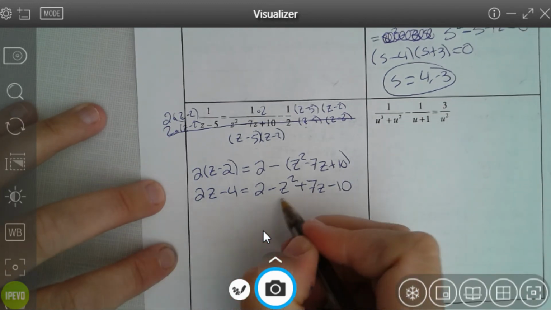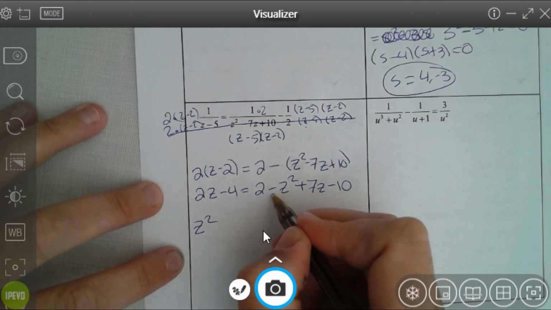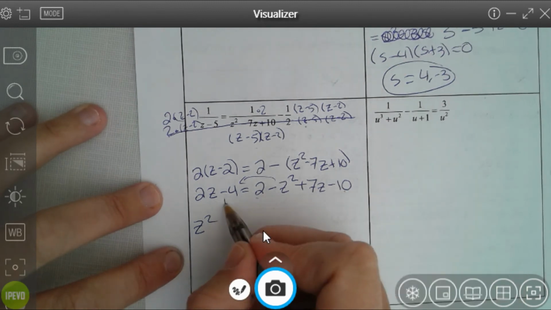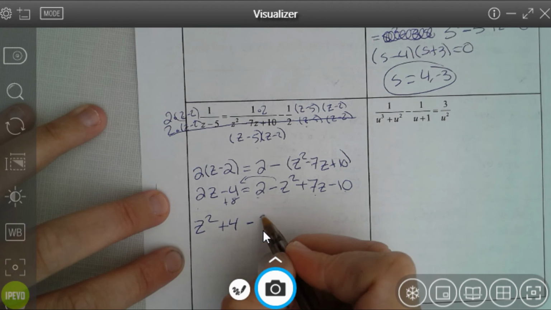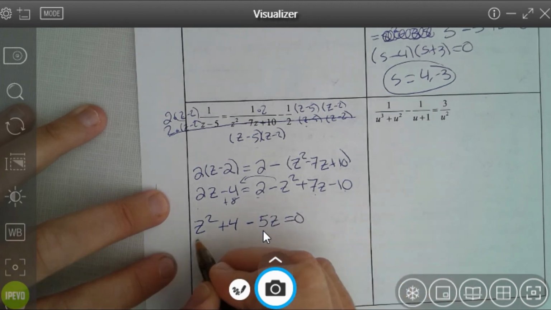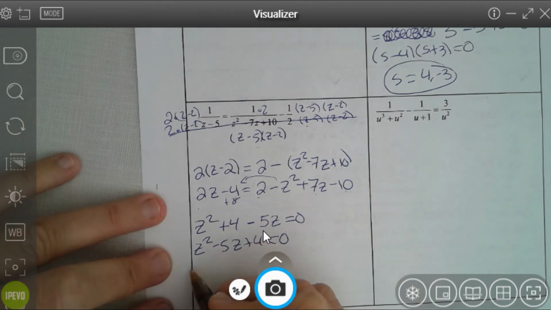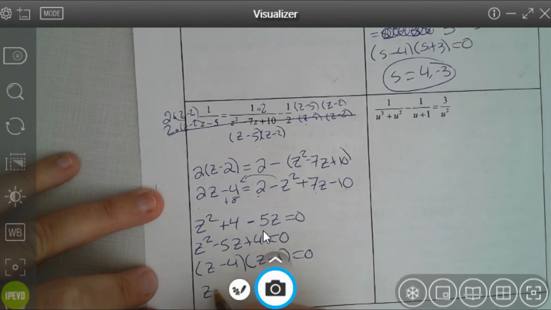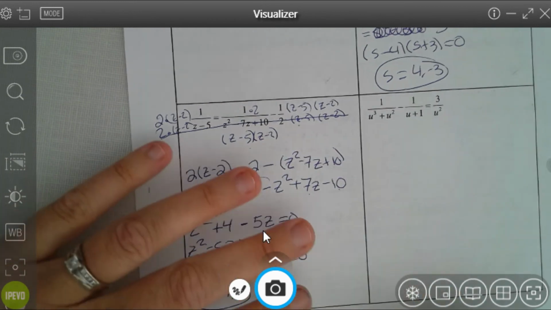So I'm just going to bring everything over here. So I'm going to get a positive z squared. So I brought that over. And then have 2 minus 10 is negative 8. So I'm going to add 8 right here. I have a 7z. I'm going to minus it here and get a negative 5z. So let's rearrange that. So factors of 4 to get negative 5. Neither one of those makes the bottom equal 0, so we're in good shape here.